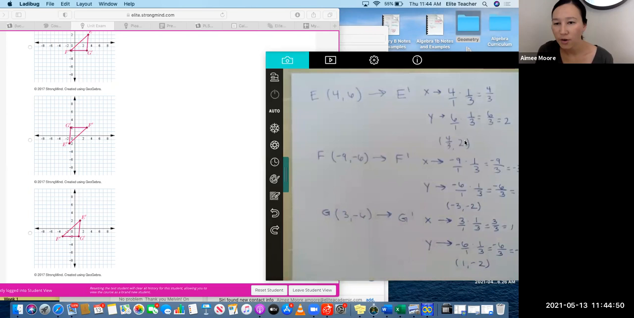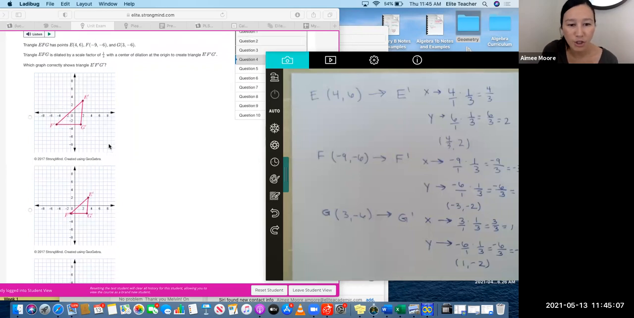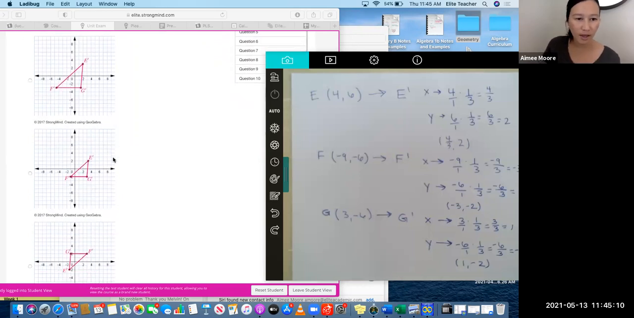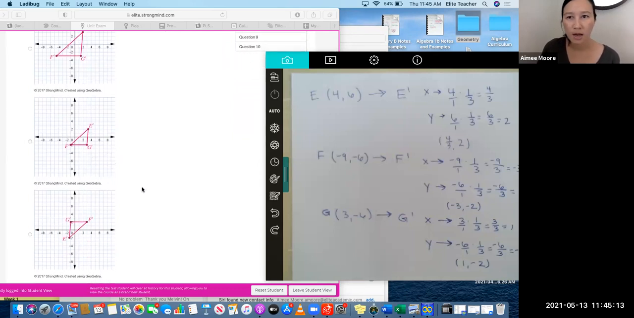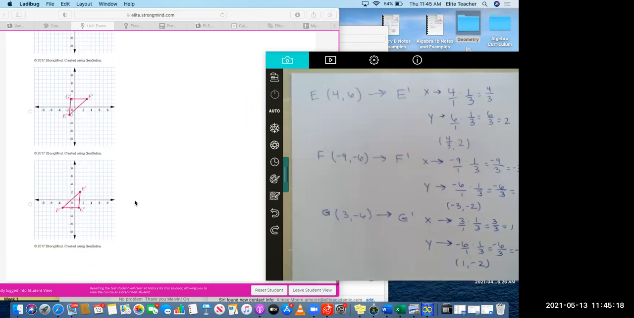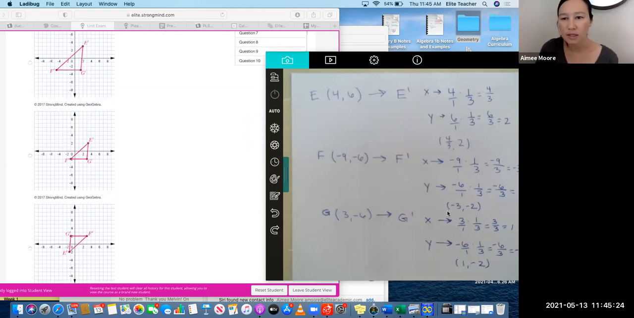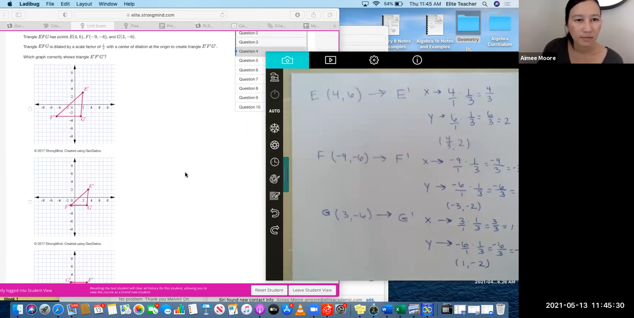And so now we just have to find the graph where E prime is at 4/3 and 2, where F prime is at -3, -2, and G prime is at 1, -2. And I'm not sure your answer choices are shuffled. Do they look the same as mine, or are they shuffled? I just got back, but they look to be the same. Okay. So which one matched our points? The second one.